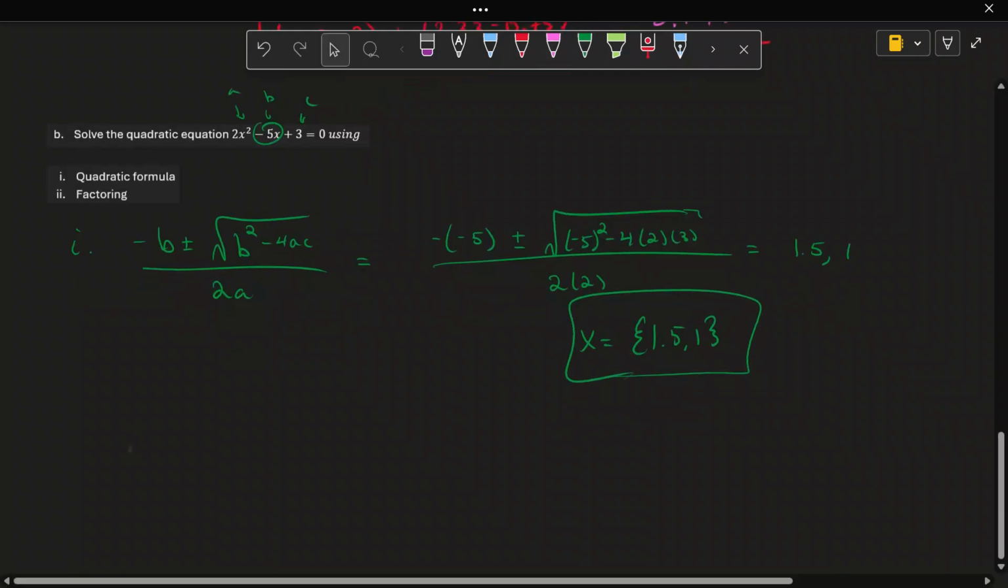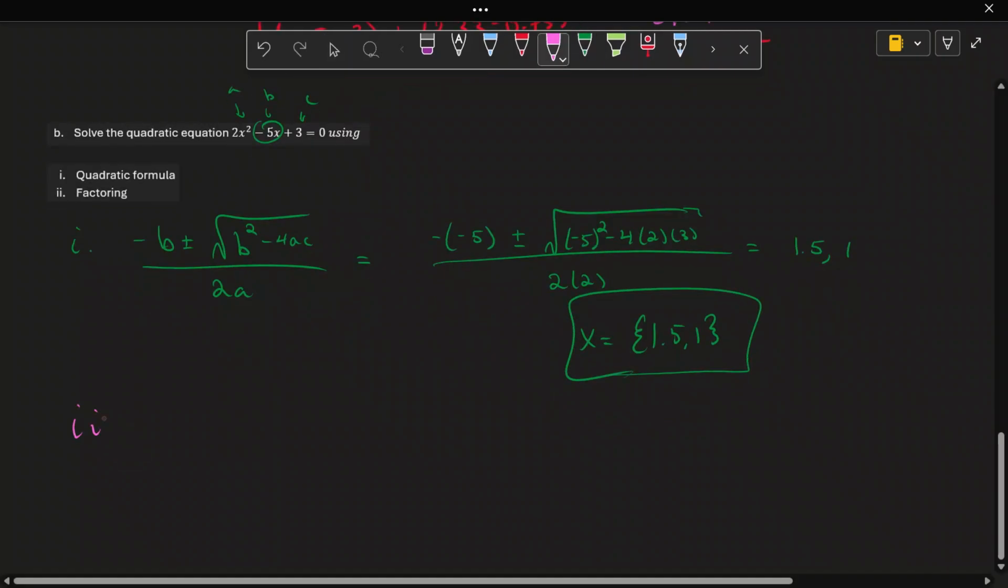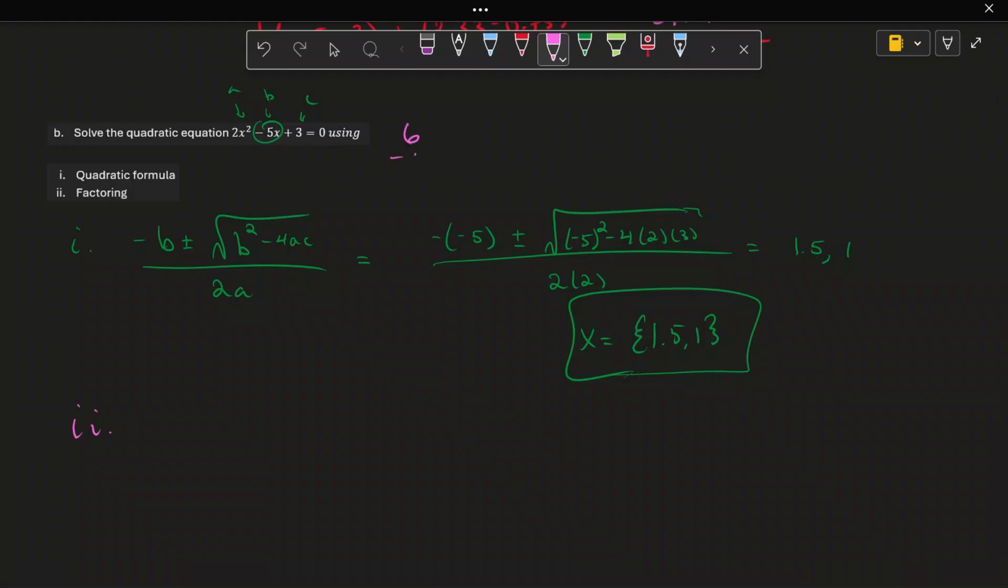Now, what about factoring? Well, factoring is a little different. You can't outright factor this one. I mean, I guess you could. You have 6 and negative 5, so you have negative 2 and negative 3. So you could do this. But how do you end up solving it? The way I do this, when you have an a value that is not 1, I always factor by tearing, quote unquote, apart your equation.